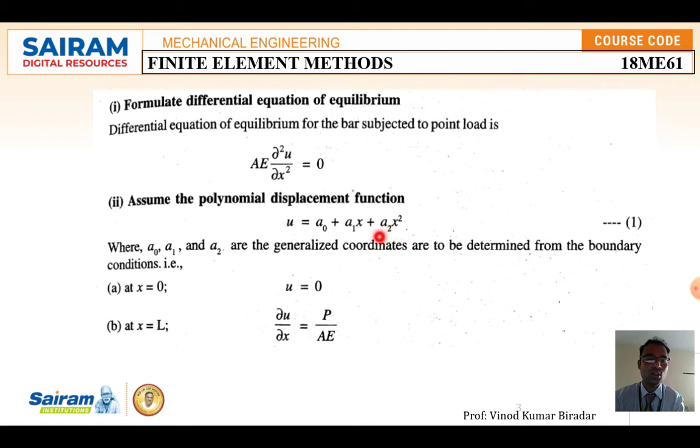This is a second order polynomial function. Give equation number 1 here. Where a naught, a1, a2 are the constant terms; by applying boundary conditions you have to calculate those values first, the a naught, a1, a2 values.